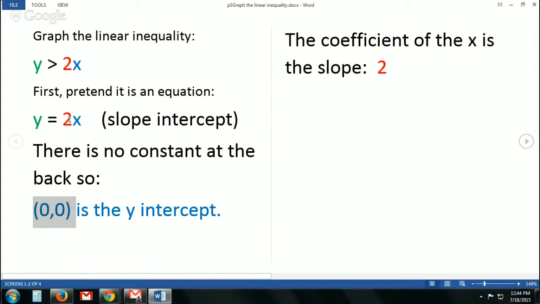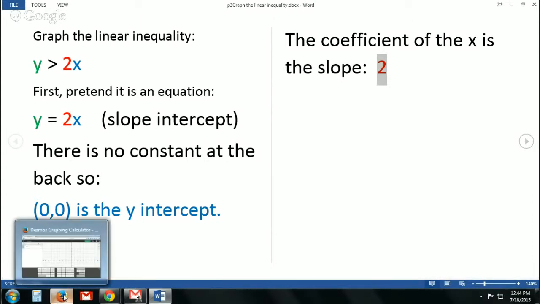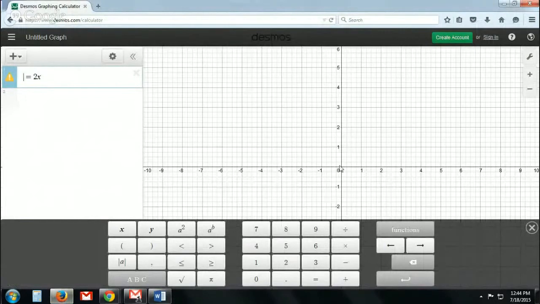Again, the coefficient is 2, so the slope will be 2 for our line. So this time we're going through (0, 0), and then we'll go up 2, over 1 for another point. I'll see a y-intercept here at 0. I'll go up 2 and over 1 to get my second point. And here goes our line just like that.